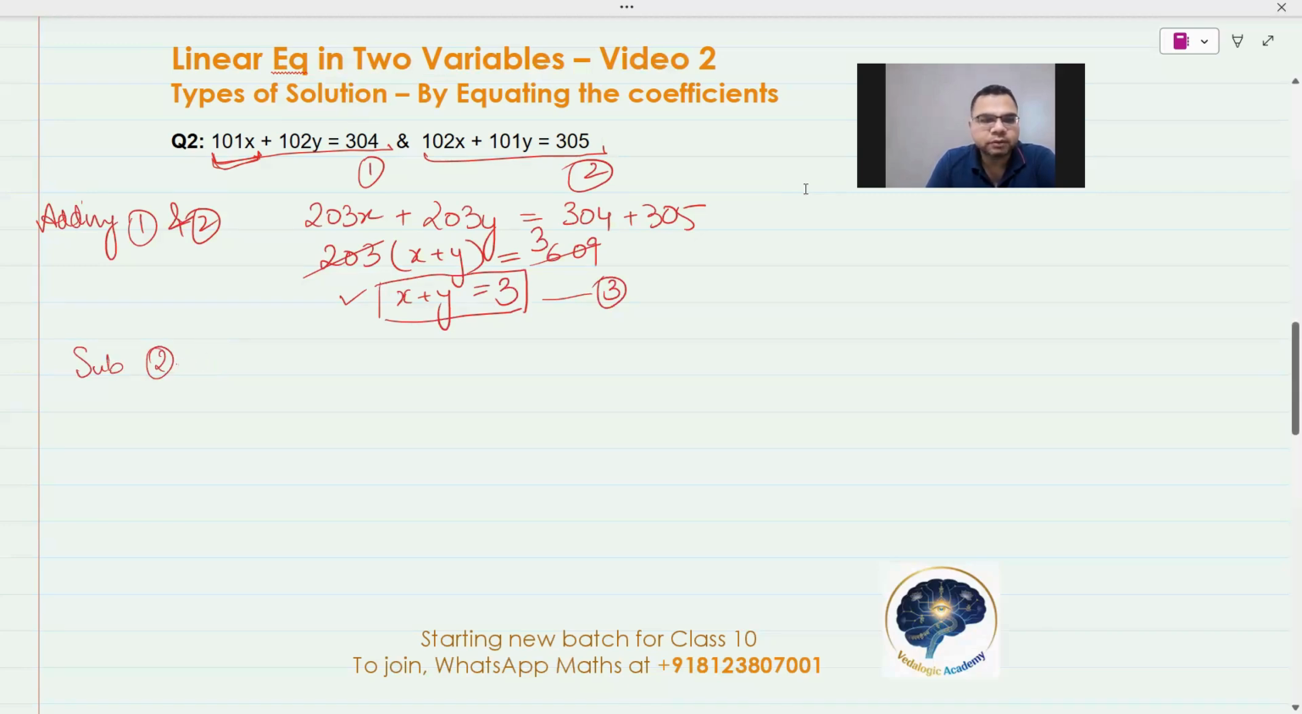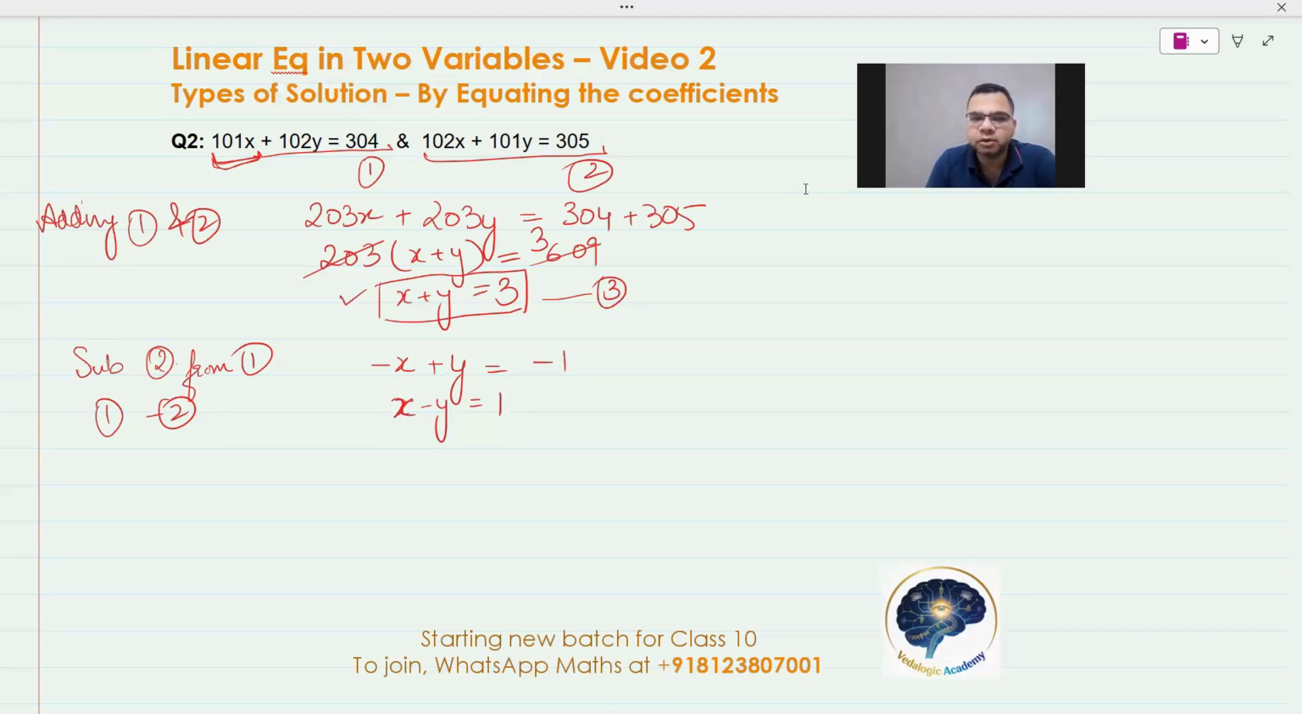Okay, subtract equation 2 from equation 1. So that becomes 1 minus 2. If you see here, 101x minus 102x becomes minus x. 102y minus 101y becomes plus y, equals 304 minus 305, which becomes minus 1 again. So I'll interchange the signs here so it becomes easy for us to understand. x minus y becomes 1.